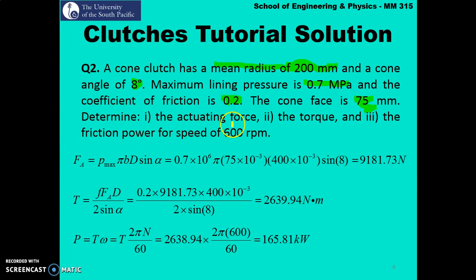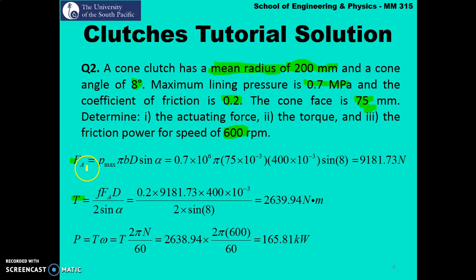We have to determine the actuating force, the torque, and finally the frictional power that can be transmitted if the cone clutch rotates at 600 revolutions per minute. So for this type of problem, just because the mean radius is given, the manner in which we solve this problem is slightly different. So this equation can only be used if this type of problem is given to you.